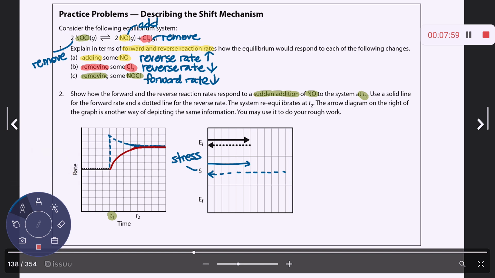All right. And then over here, isn't this reverse rate going to come down a little bit to meet the forward rate? So overall, the forward and the reverse rates are higher than they were originally at the final equilibrium. Okay. Last page.